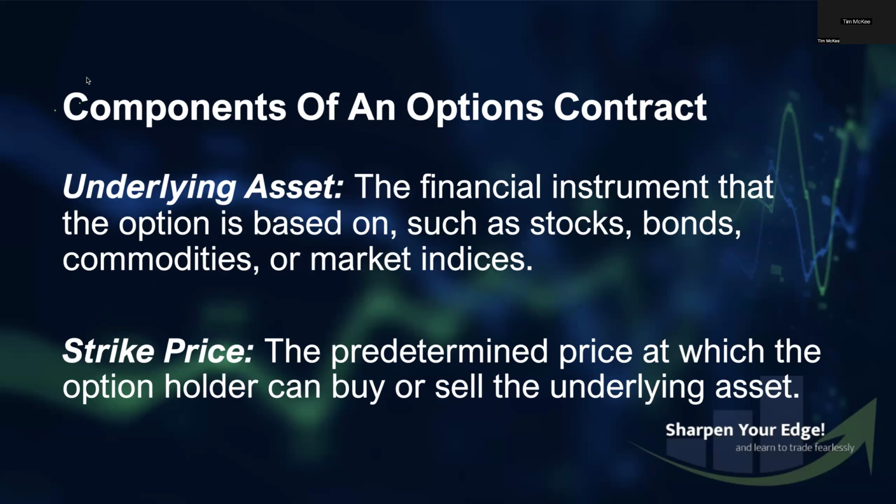What are the components of an option contract? Well, the underlying asset, that's the financial instrument that the option is based on. In our case, QQQ or SPY, but it can also be stocks, bonds, commodities, or market indices. You can option almost anything in the stock market. Strike price, the predetermined price at which the option holder can buy or sell the underlying asset. We work with strike prices every day. That's how we determine at what level we're going to buy an option.